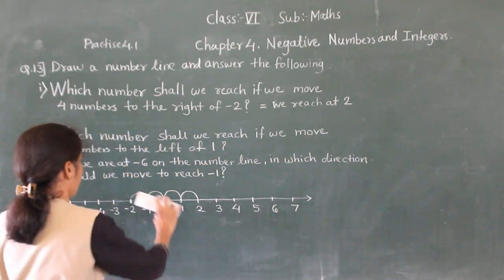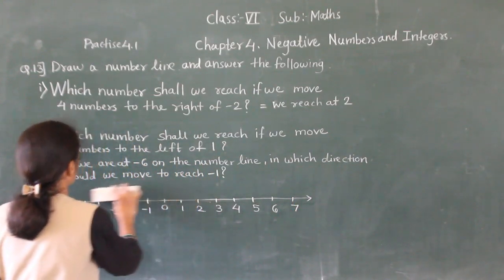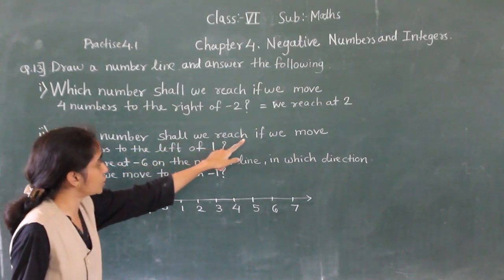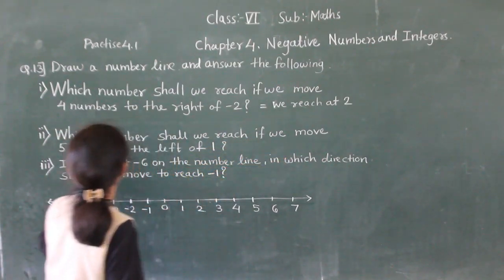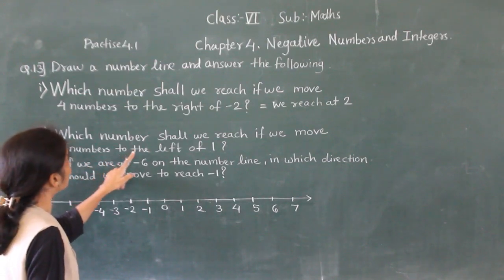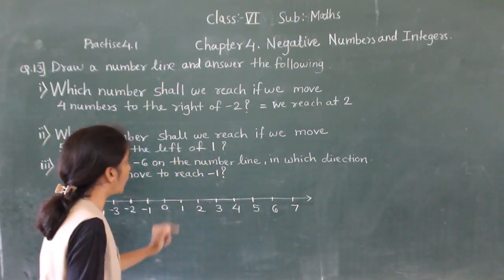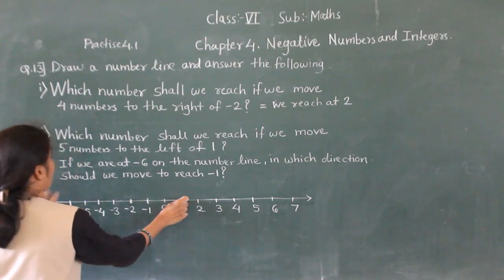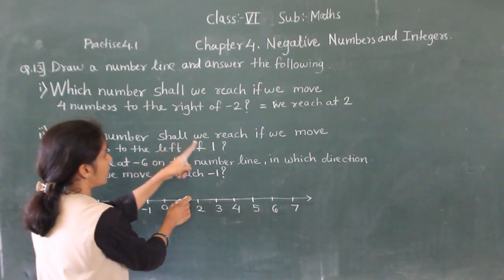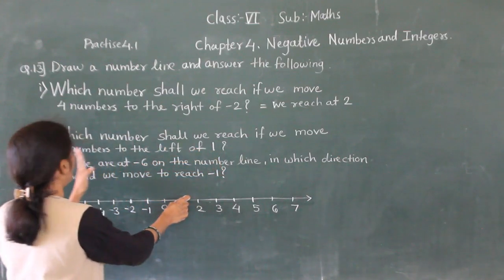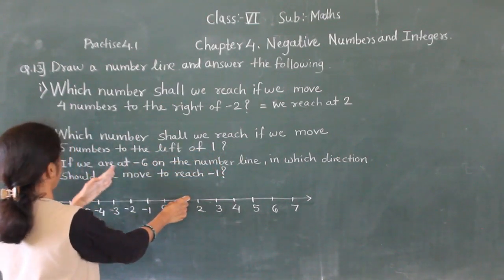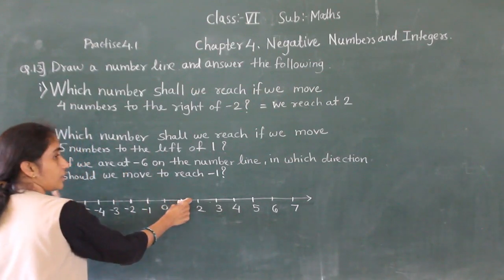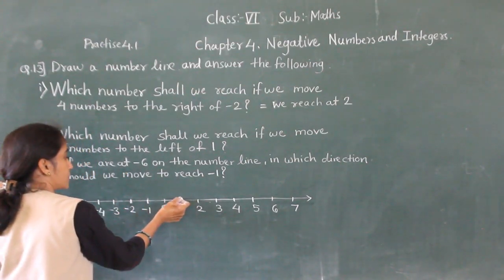Now, next one. Which number shall we reach if we move 5 numbers to the left of 1? Where is 1? See, here it is 1. Which number shall we reach if we move 5 numbers to the left of 1?